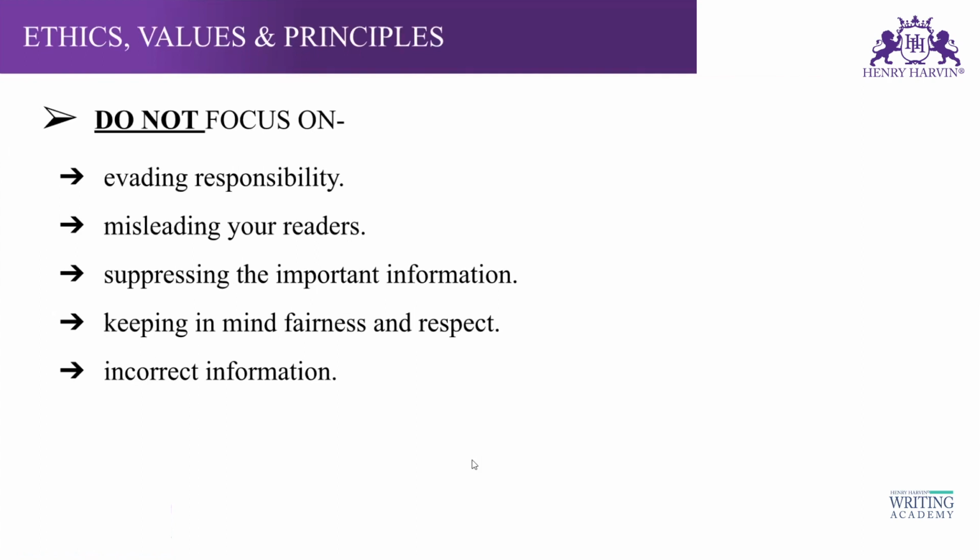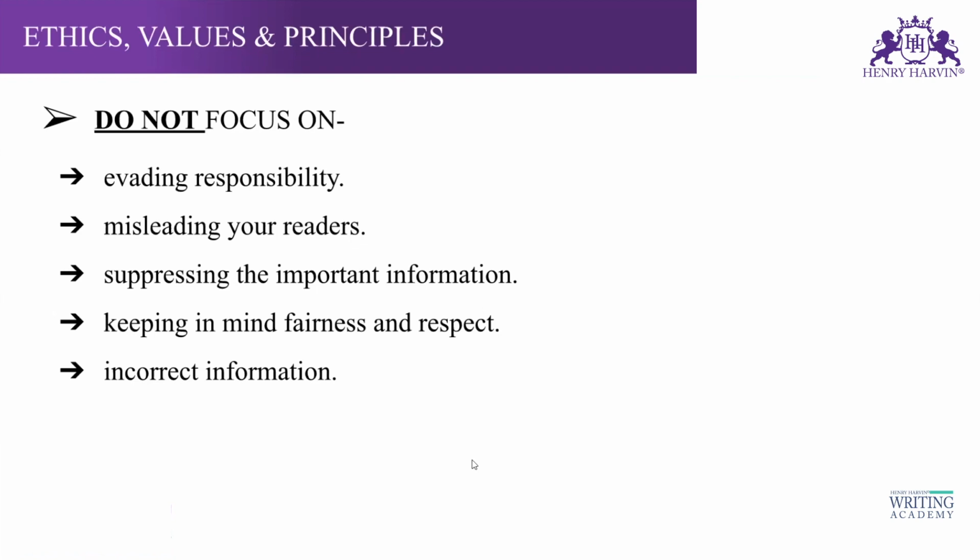Now, third says suppressing the important information. How does that happen? When we are not highlighting all the problems that we are facing. So maybe one of the major problems we left out. So that should not be. Is that clear? You cannot afford to have wrong information, and you cannot hide any information either.